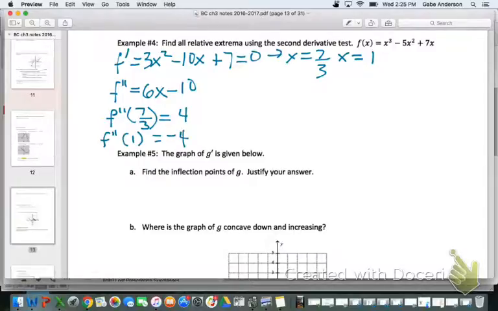Okay, so we see that pattern. One of them is a positive second derivative. The other one is a negative second derivative. So we can do our conclusion here in a second.